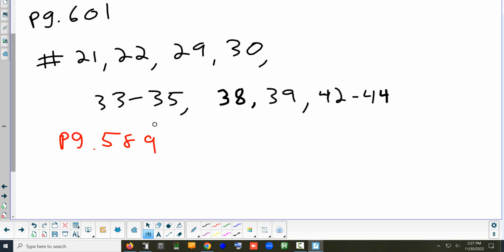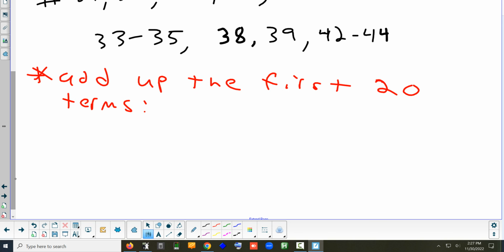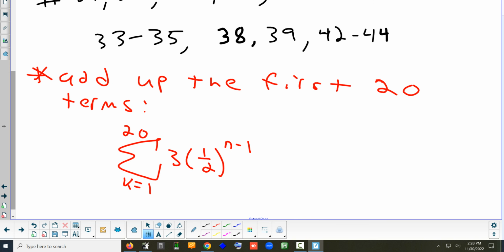I don't see a good one. I'm just going to make one up. Let's add up the first 20 terms. All right, so here is your formula. It's the sum from k equals 1 to 20, and I need to make up a formula that will work. 3 times 1/2 to the n minus 1.